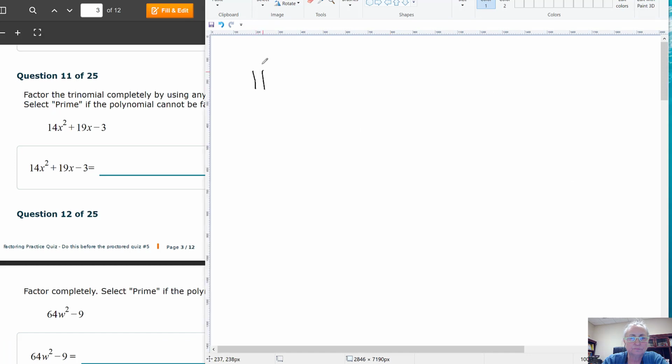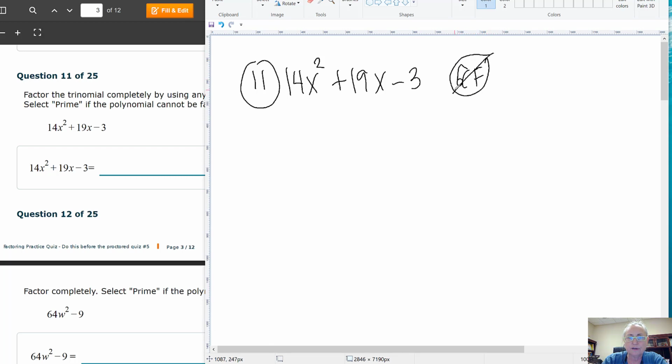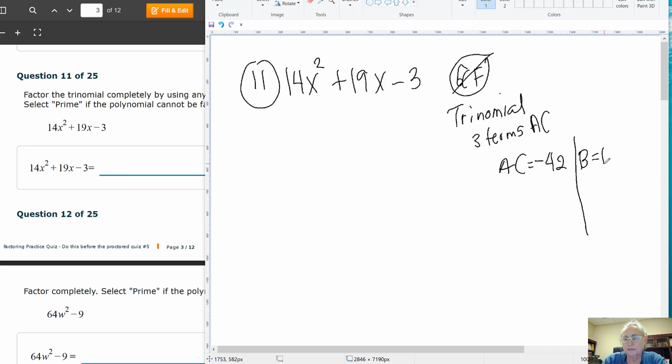Number 11. 14x squared plus 19x minus 3. I'll look for greatest common factor. There is no greatest common factor. This is a trinomial. That is 3 terms. That means I have to use the AC method. My AC is 14 times negative 3, negative 42. My B is 19. I'm looking for the factors of negative 42 that add to 19.